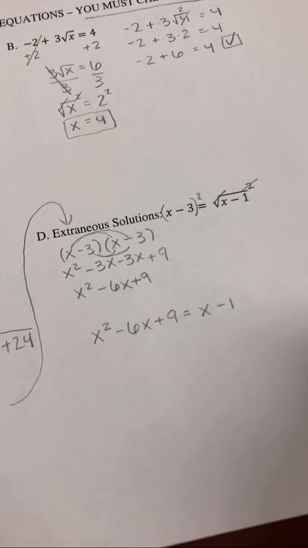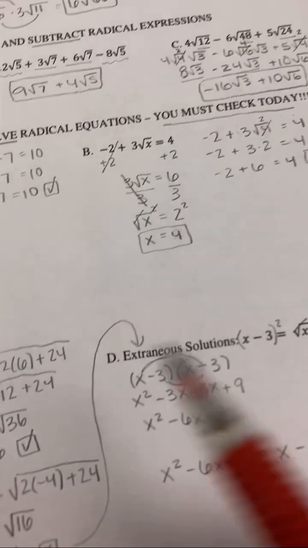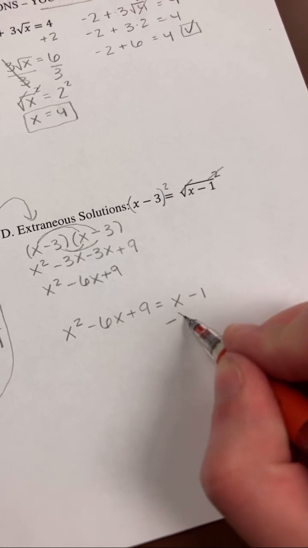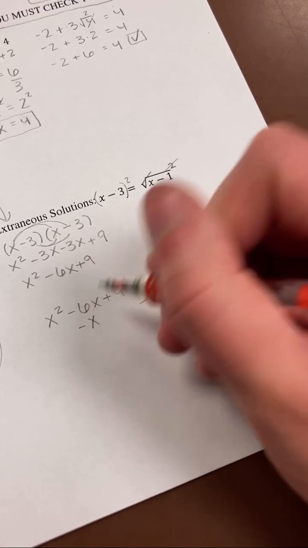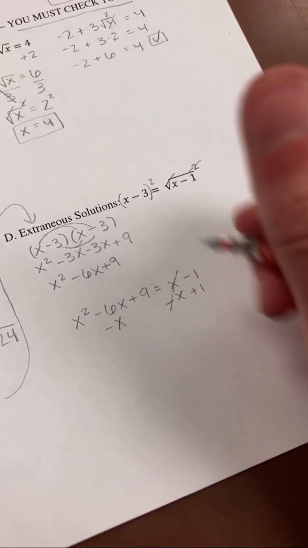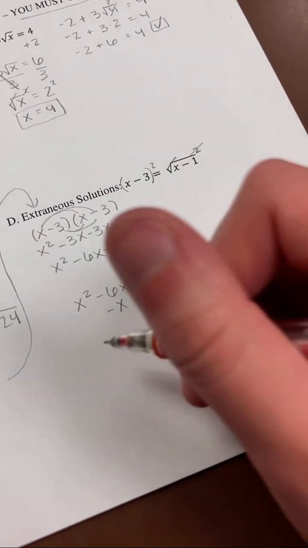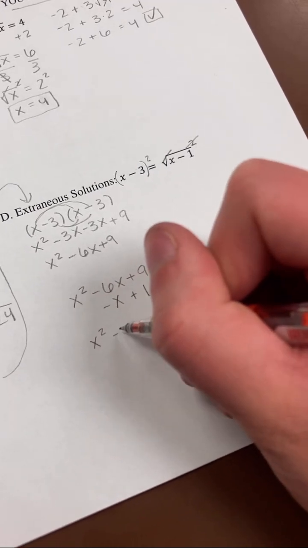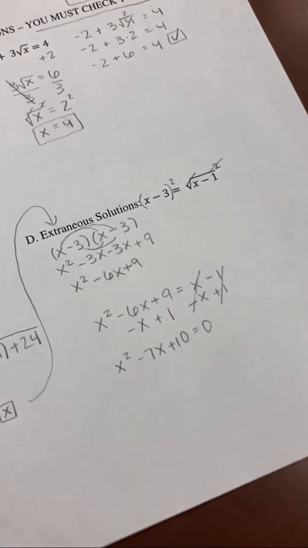All right, now we're back to over here where we had to get it all on one side. I'm going to subtract x on both sides. That cancels out. I'm going to add 1 on both sides. And that cancels out. All right, so I'm going to rewrite what I have. I have x squared minus 7x plus 10, and that equals 0.